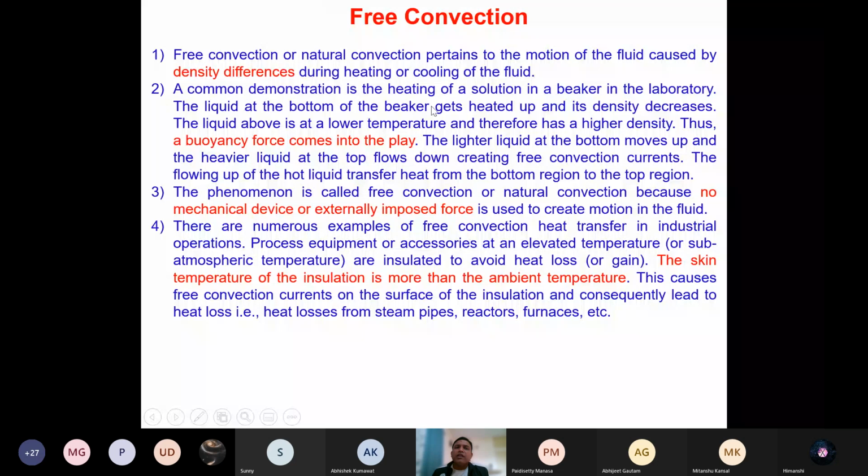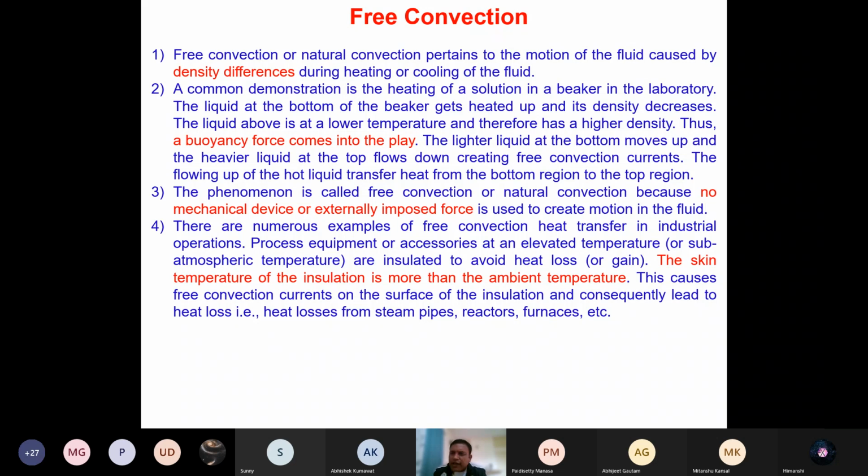Free convection or natural convection primarily occurs whenever there is a motion in the fluid caused by a density difference. A typical example is this experiment you might have conducted in your chemistry lab.